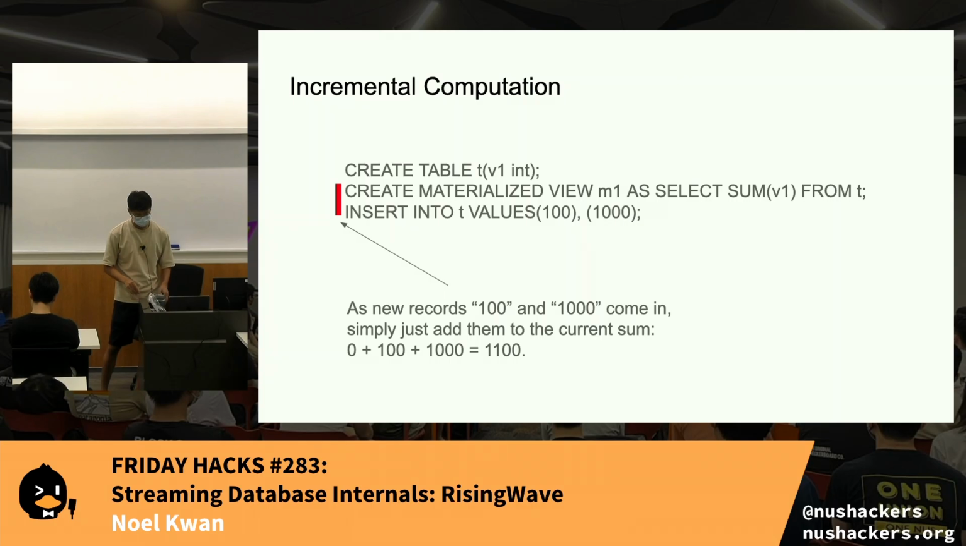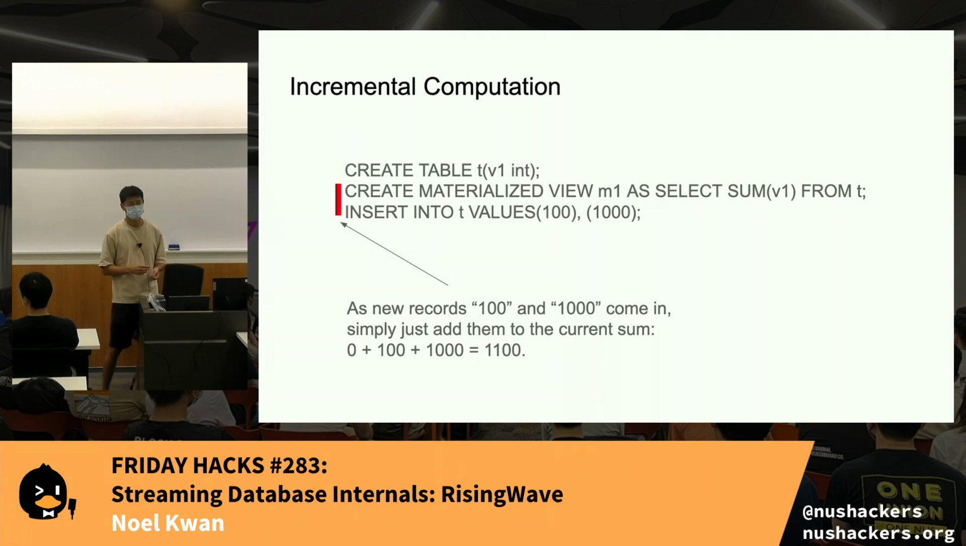And then as we insert records in, for example, if we inserted 100, 1,000, we can simply add them to the current sum. So let's say the sum is 0. We just add 100, add 1,000. As the billion records slowly stream in, we just keep updating the state, just keep adding to the state whatever the record's V1 column is. We just add to the state. So that way it's done incrementally.